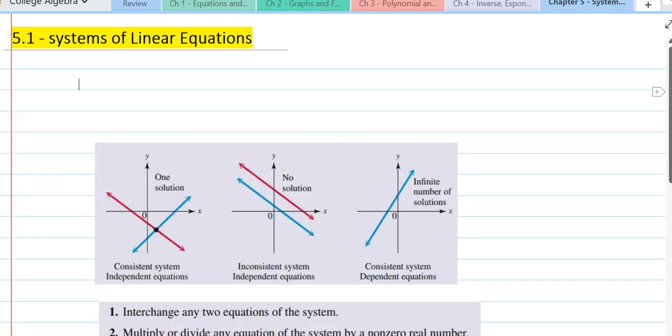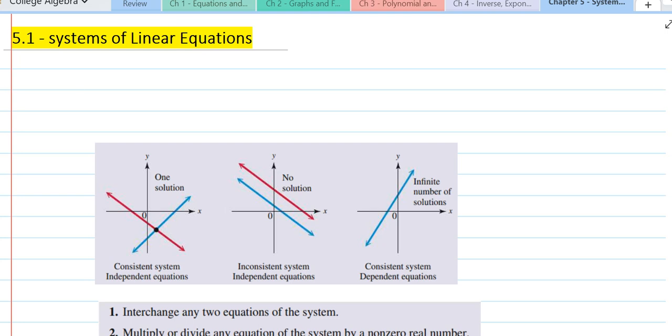So let's go to section 5.1. In section 5.1, we're looking at systems of equations. More specifically, we're looking at systems of linear equations. Now, a system, what is a system for us? Anytime we have two or more equations and we're interested in finding the common solution, then we have a system.